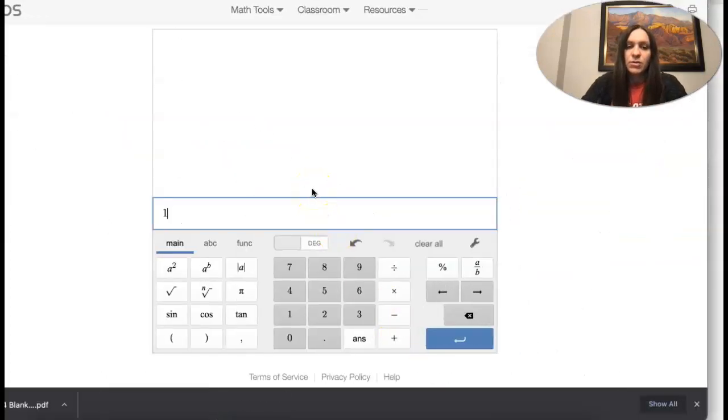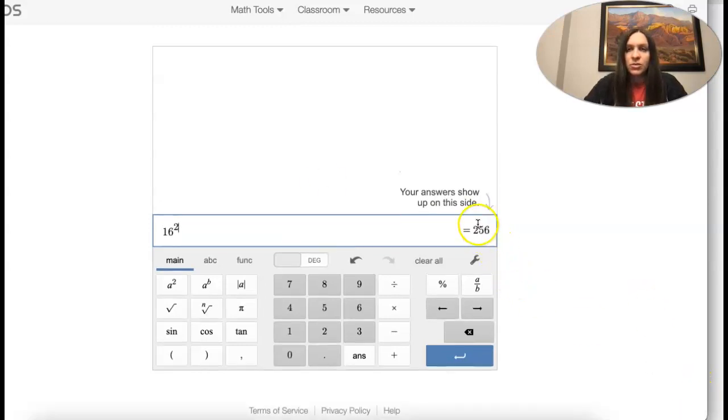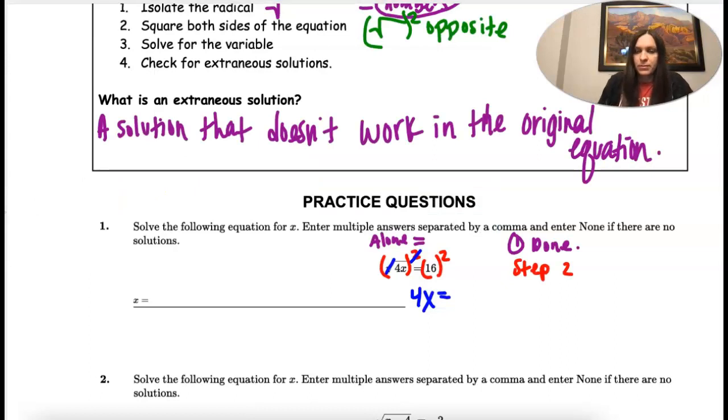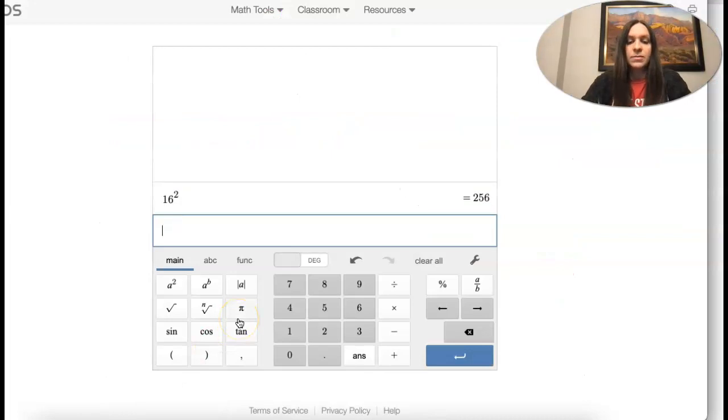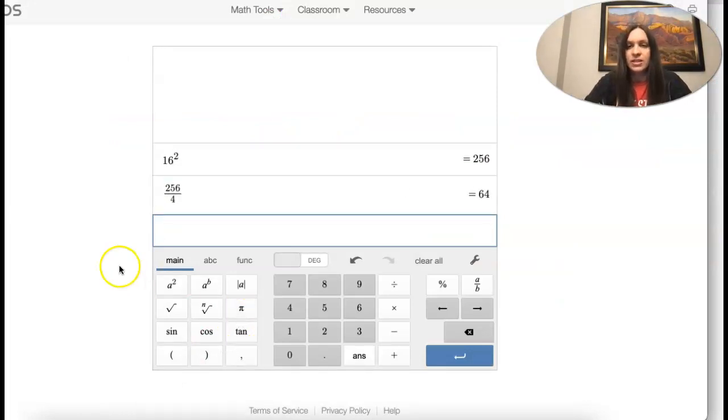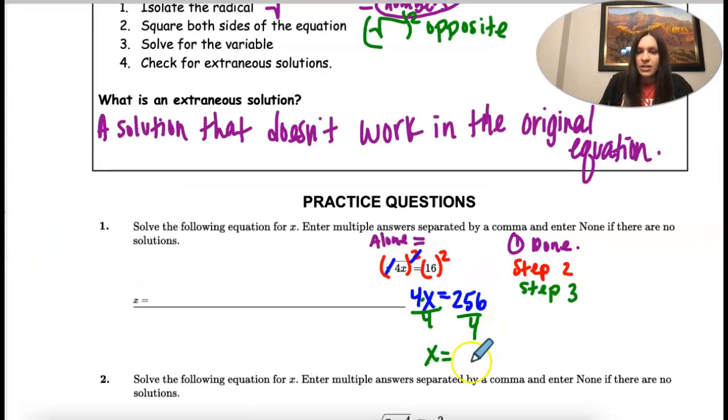So I'm going to pull up my Desmos calculator. 16 squared is 256. So that gets rid of the radical. Step 3, solve. So step 3, I want to get x by itself. So this is 4 times x, so I'm going to divide both sides by 4. X equals 256 divided by 4, which is 64. So x equals 64.